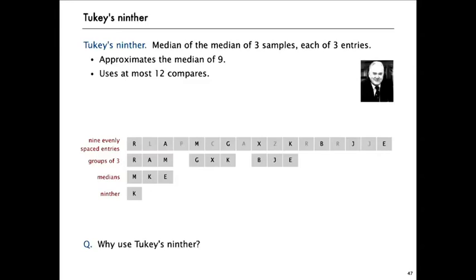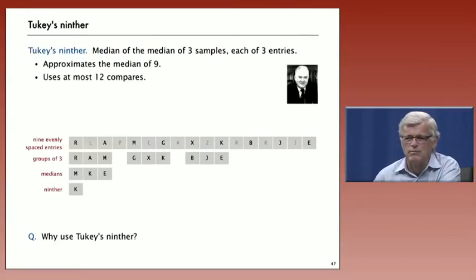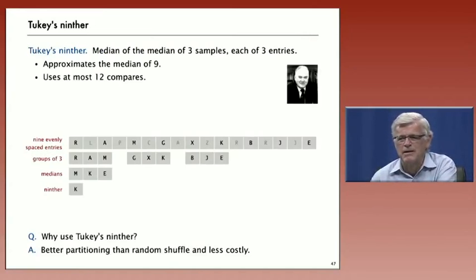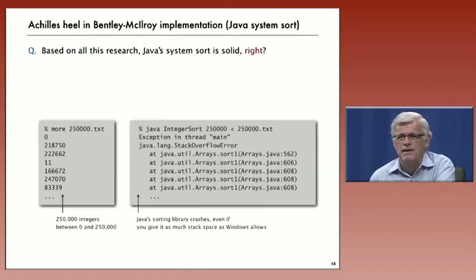The reason they used it is they thought it got them closer to the middle, and also some system designers don't like the idea of using random choices in a system method because of the way that it changes the state of the system. So they felt that it got better partitioning than a random shuffle, and it was also less costly than generating random numbers, including this change of state problem.